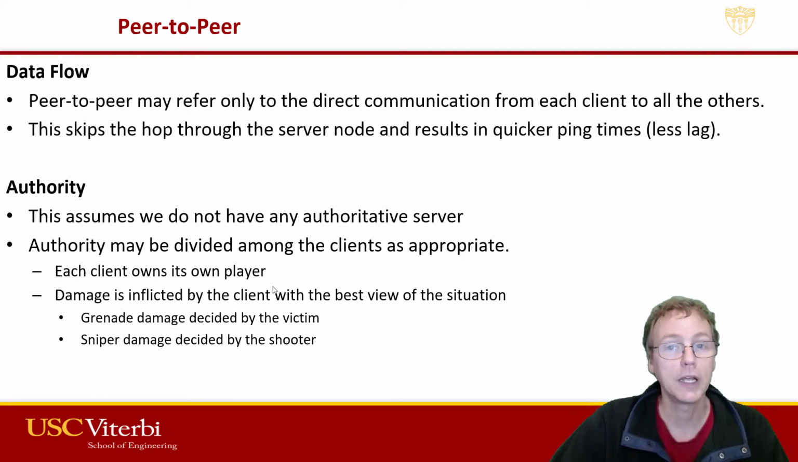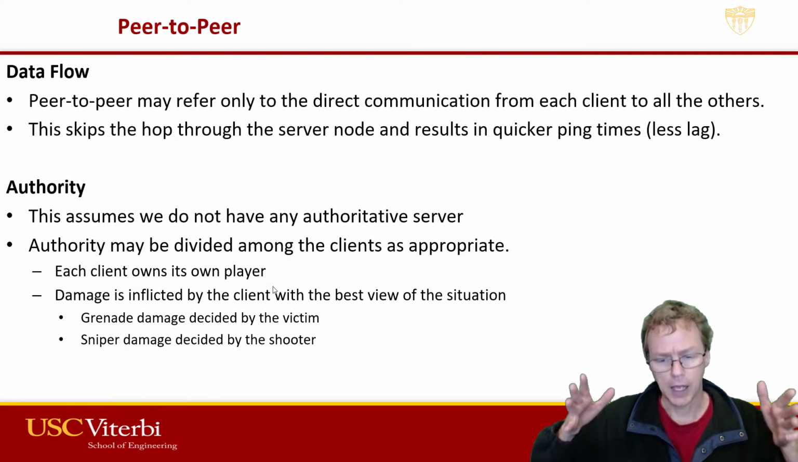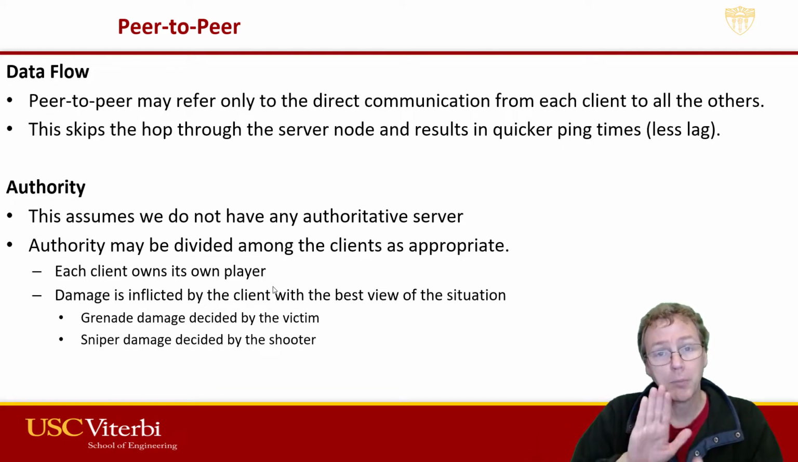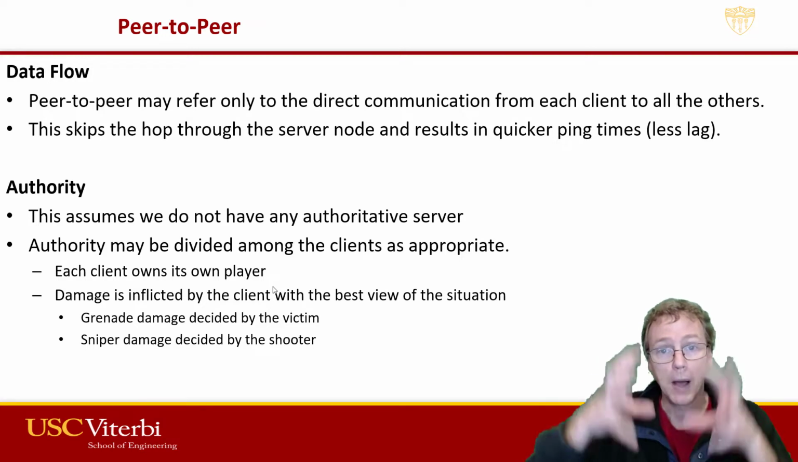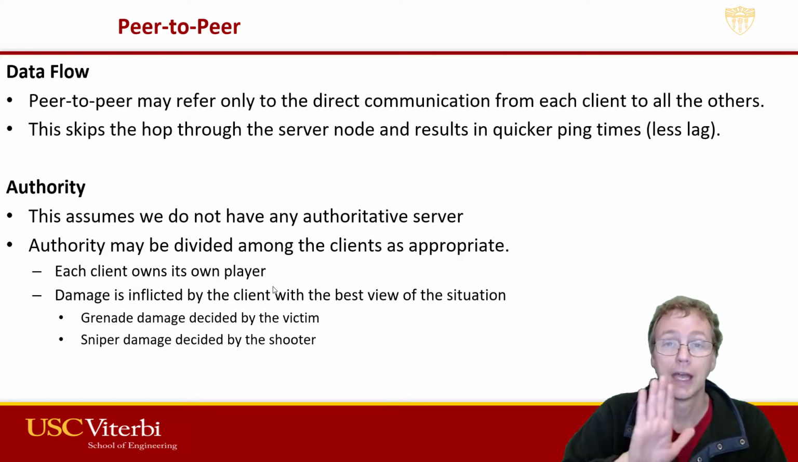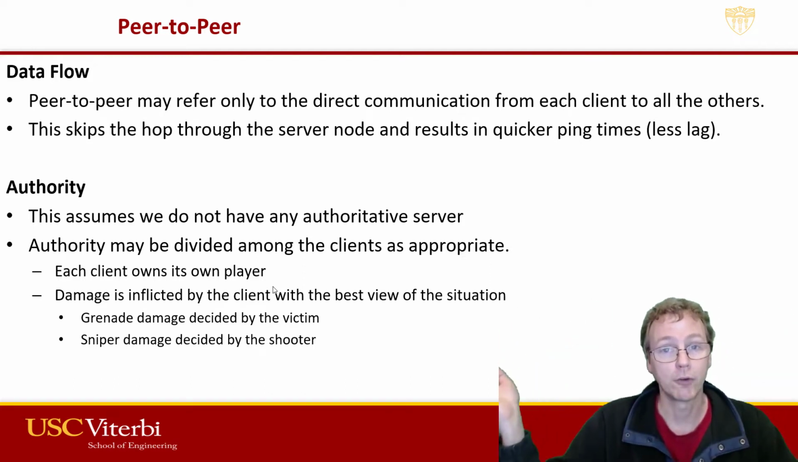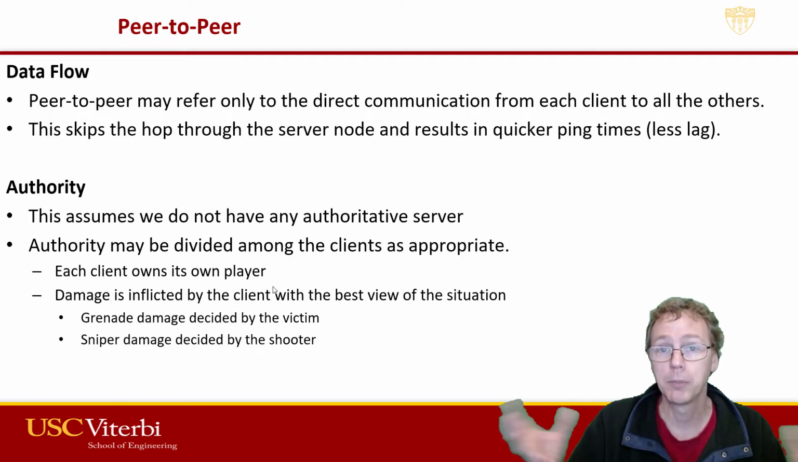I have authority over whether I can walk through walls or open doors. So when I run forward and I bump into a wall, it is on my system that that collision calculation takes place and prevents me from walking through the wall. And then I just transmit to everyone else where my player is.